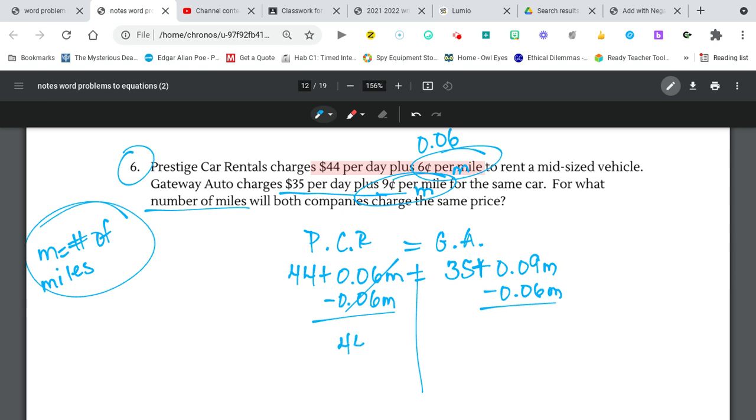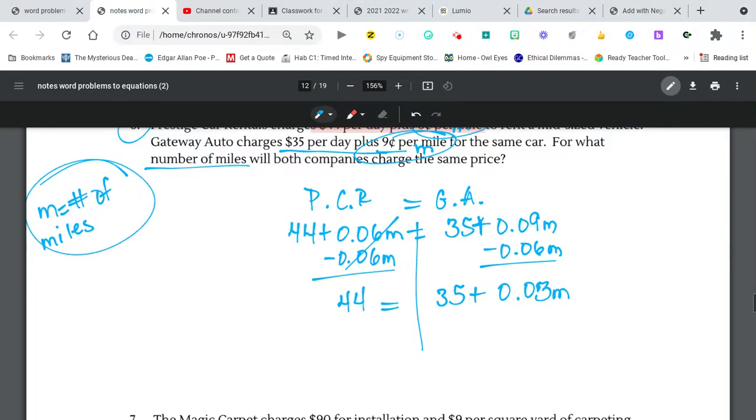It's going to be 44 equals 35 plus 3 cents M. Now you just have a basic two steps. I'm going to get rid of 35, so it's going to be 9 equals 3 cents M. Please divide by 3 cents, not 3.